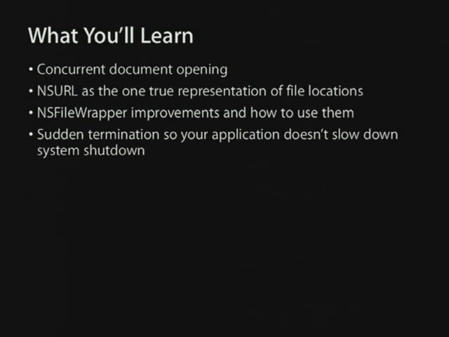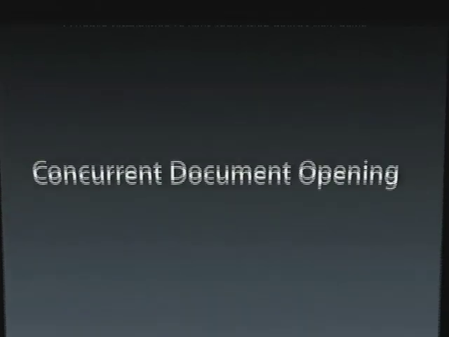The four big topics I'm going to cover are concurrent document opening, having more than one document open at once using multiple threads. NSURL is the one true representation of file locations and the performance implications of that. NSFileWrapper improvements and how to use them. And I'm going to finish up with something that applies to every kind of application, but it's particularly easy to adopt in NSDocument-based applications: sudden termination, so your application doesn't slow down system shutdown.